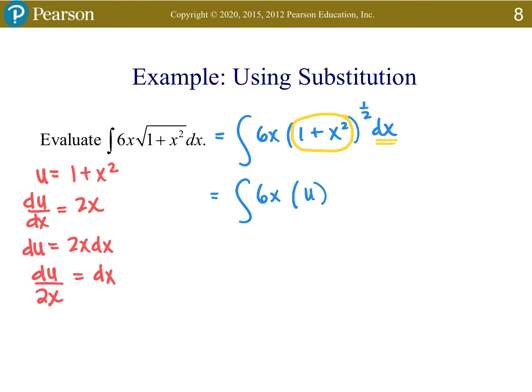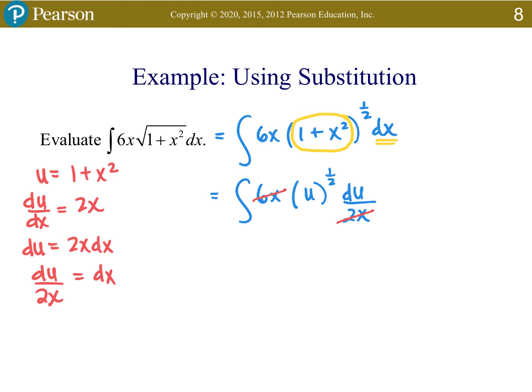The parentheses will be my u to the half, and my dx is going to be my du over the constant 2 and the variable x. Okay, do you see it now? What's going to happen? Come on, look carefully. Yes, the x reduces. Okay, not just the x reduces, what else? The 6 and 2 reduce as well. So the 2x completely reduces into the 6x.